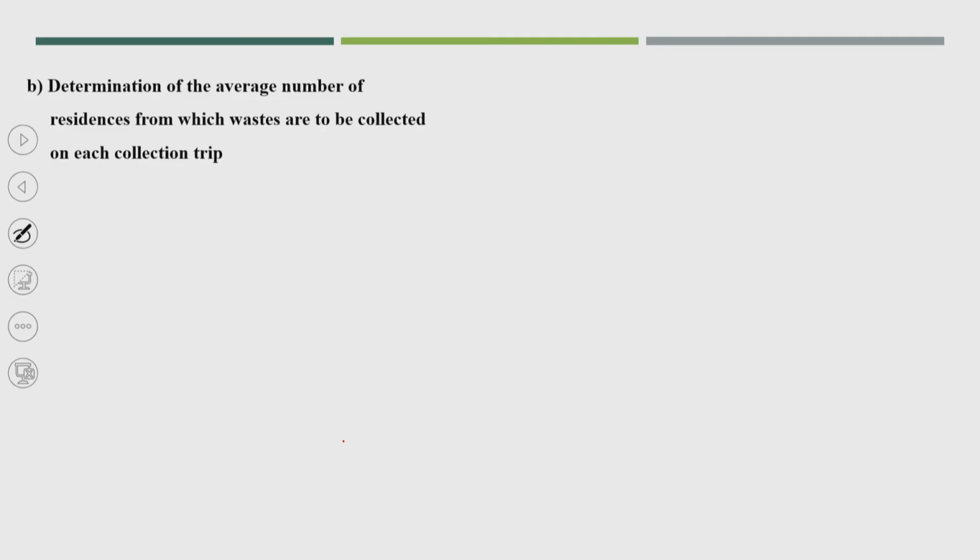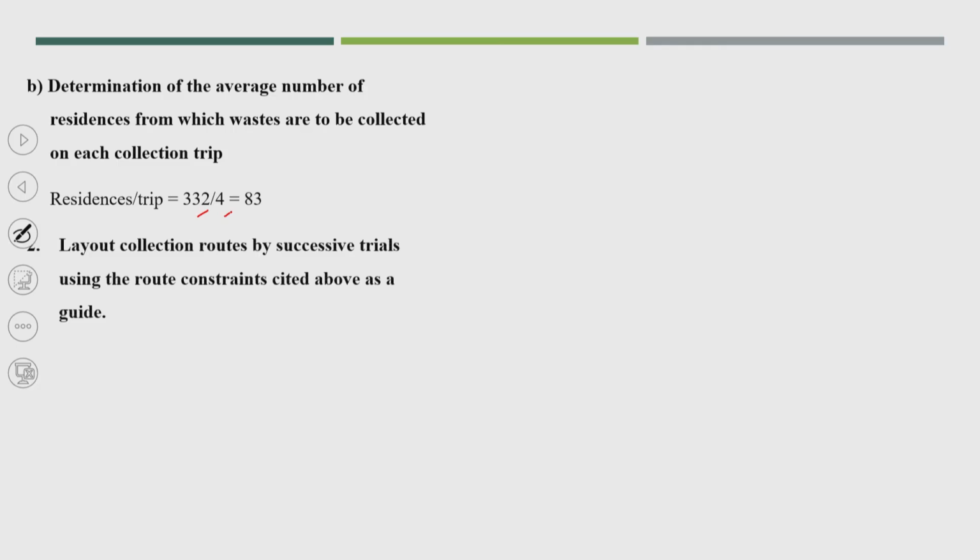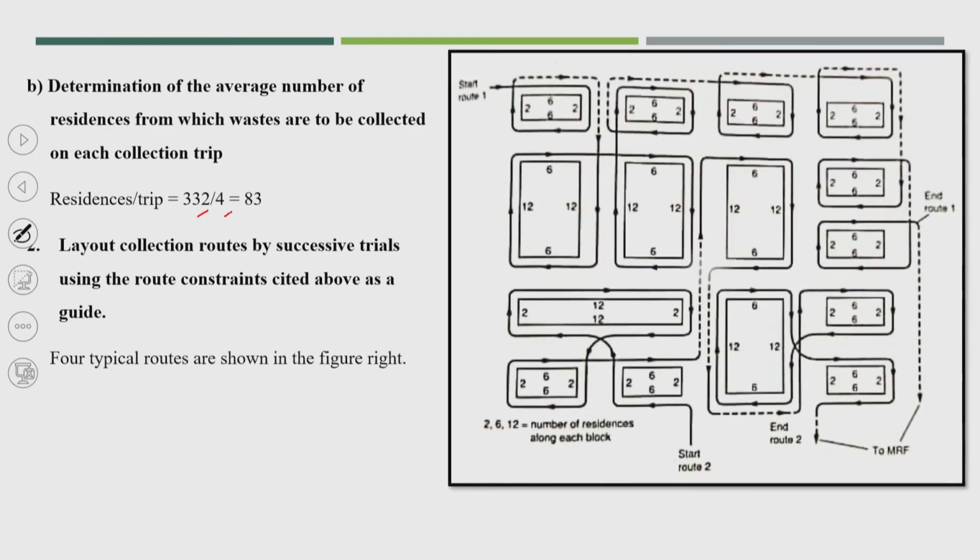Now, we will determine the average number of residents from which waste has to be collected on each collection trip. We have 332 residents and the number of trips is 4. So, for each trip we will have 83 residents per trip. Now, we will lay out the collection route by successive trials using the route constraints cited. So, you can see 4 typical routes here.